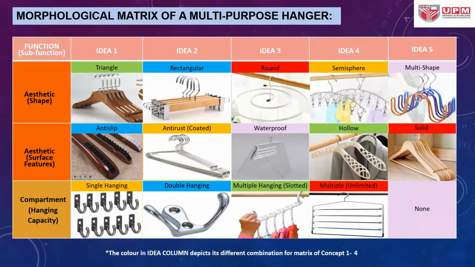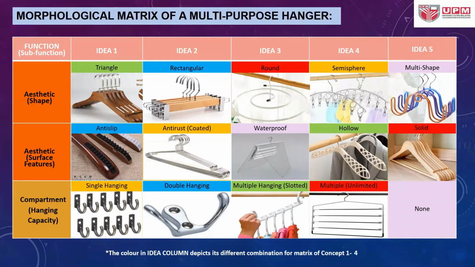The subfunction aesthetic in terms of shape. ID number 1, triangle. ID number 2, rectangular. ID number 3, round. ID number 4, semisphere. And ID number 5, multi-shape. For the next subfunction of aesthetic in terms of surface features, ID number 1, anti-slip. ID number 2, anti-rust. ID number 3, waterproof. ID number 4, hollow. ID number 5, solid.